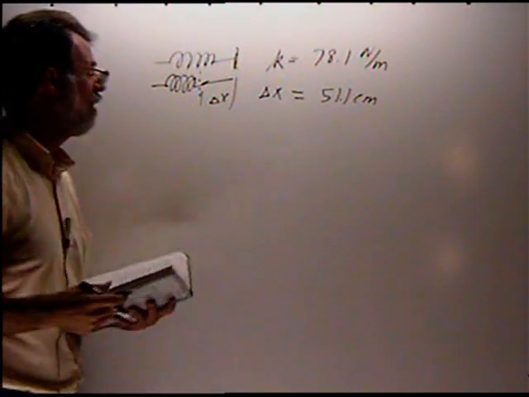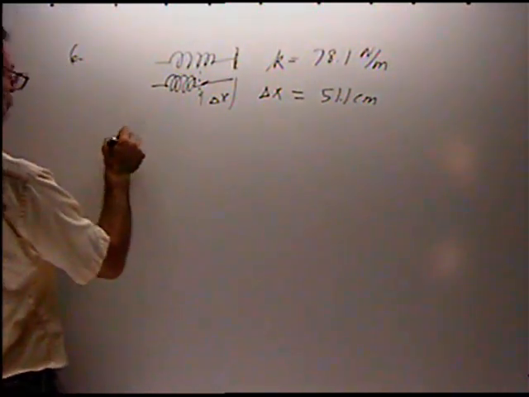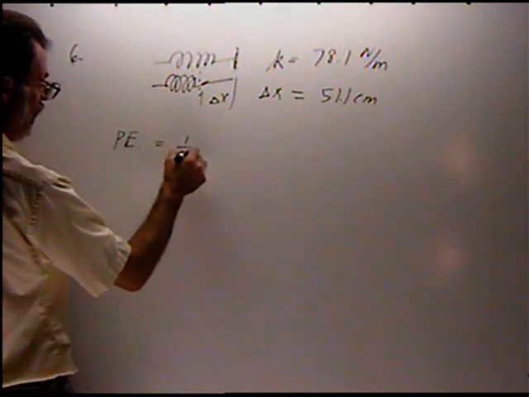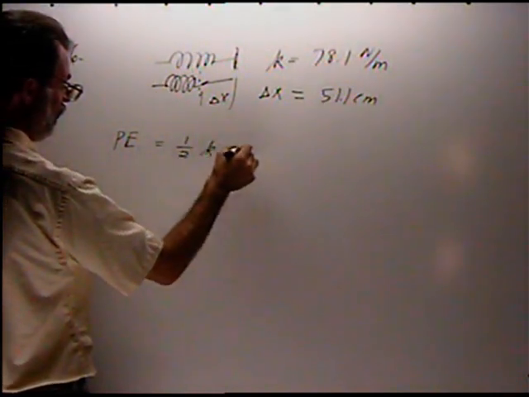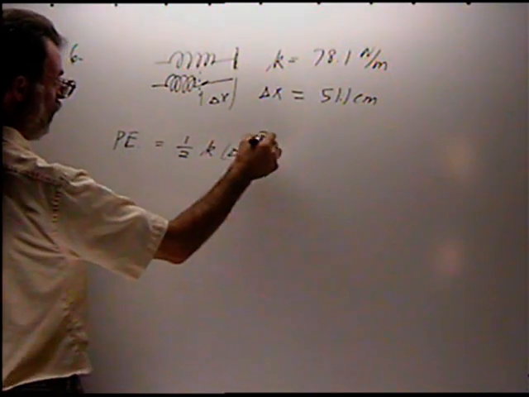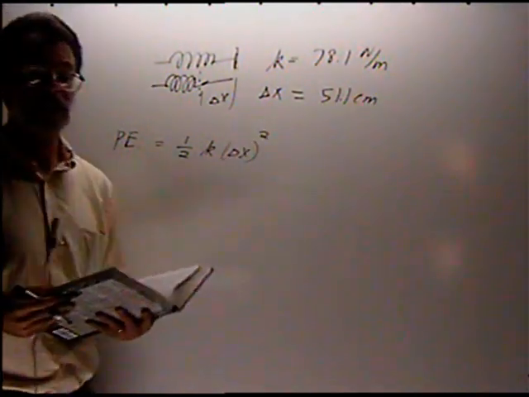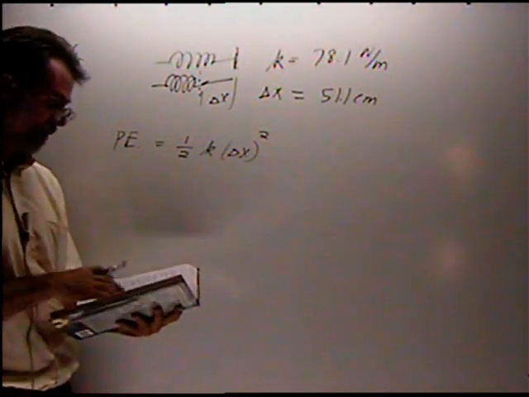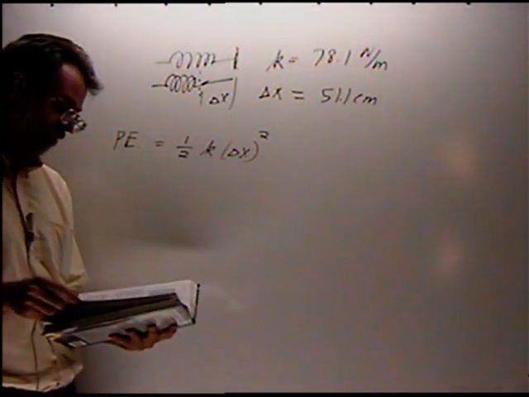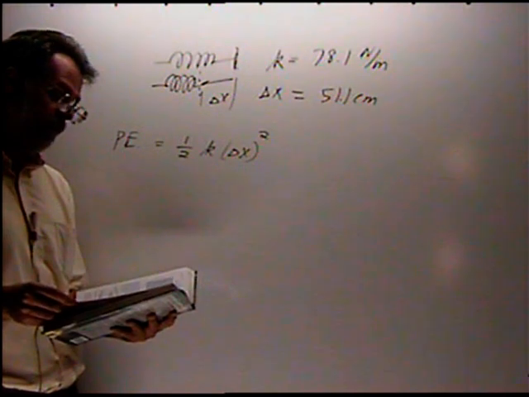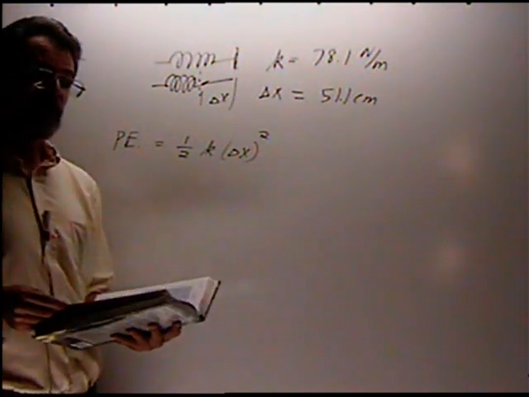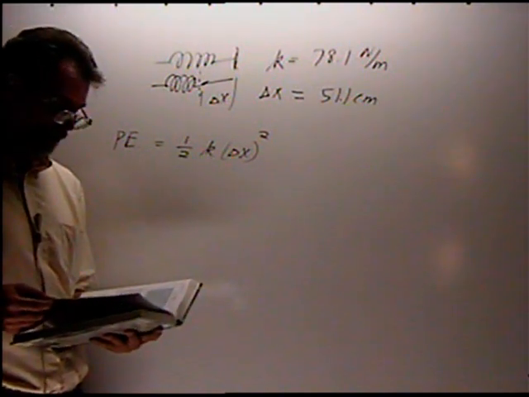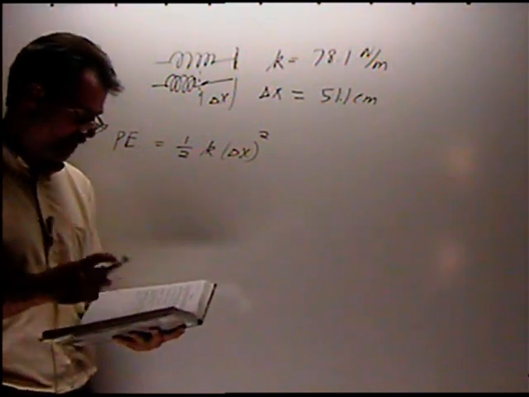Well, do you remember the formula? The potential energy to compress a spring is 1/2 k delta x squared. That is the potential, and that's back on page 335. During the lecture, we actually derived that. Do you remember? You had to use a little calculus. We derived it, but that is the equation.